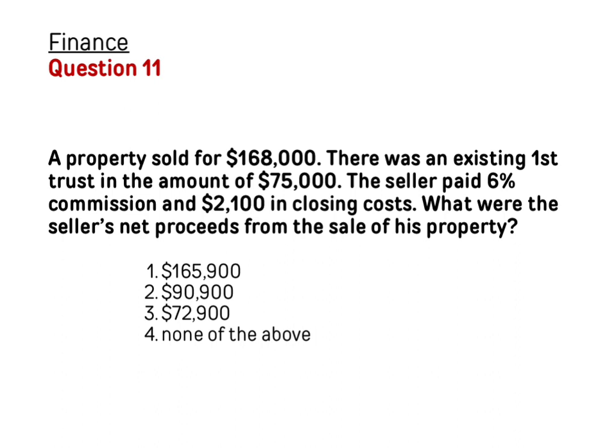Finance question 11. A property sold for $168,000. There was an existing first trust in the amount of $75,000. The seller paid 6% commission and $2,100 in closing costs. What were the seller's net proceeds from the sale of his property? 1. $165,900. 2. $90,900. 3. $72,900. 4. None of the above.